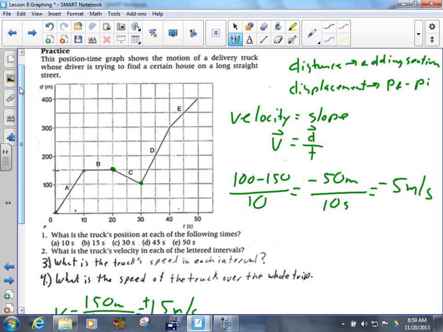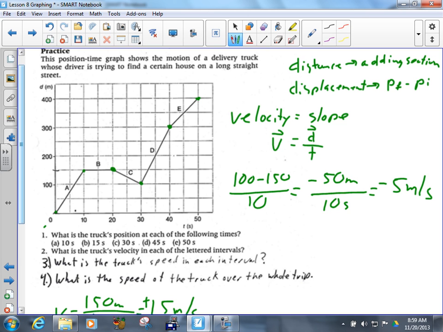Is it okay to have a negative slope? Yep. In part D, same idea here. We'll have 300 minus 100. So our displacement in part D is 200 meters over 10 seconds. So our velocity is 20 meters per second, positive 20 meters per second. And then for E, we go up 100 meters. 400 minus 300 over 10. 100 over 10 is positive 10 meters per second.